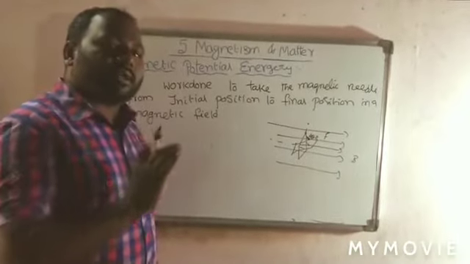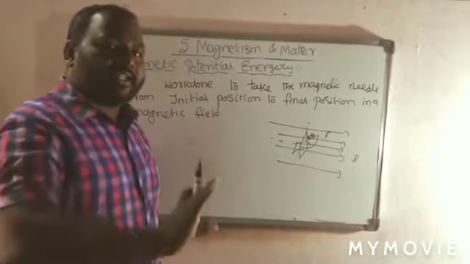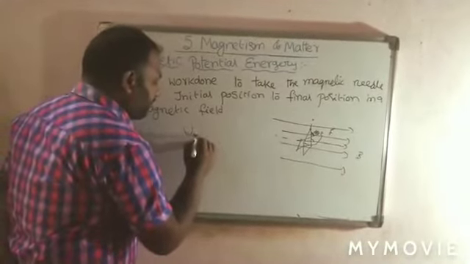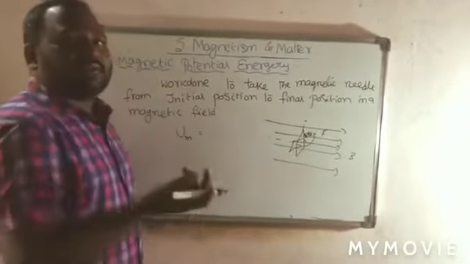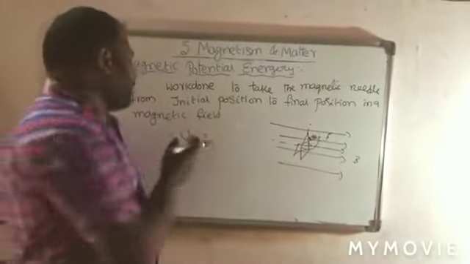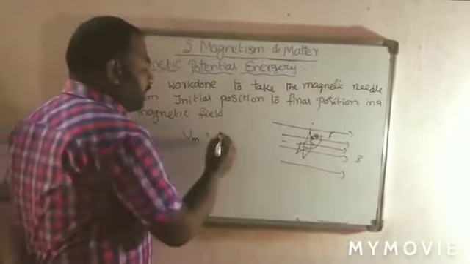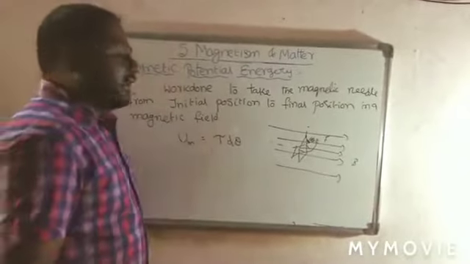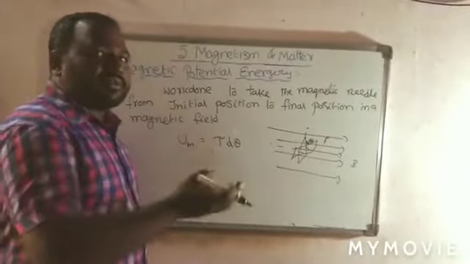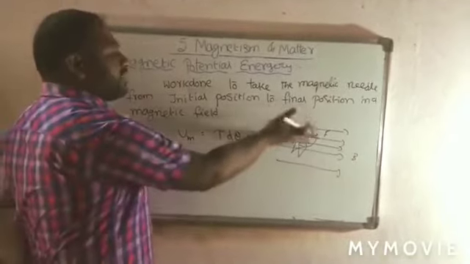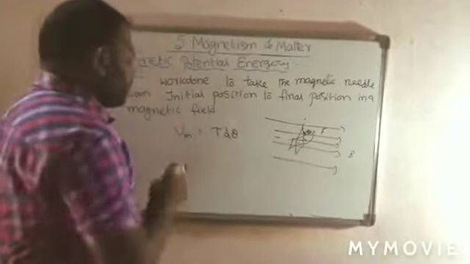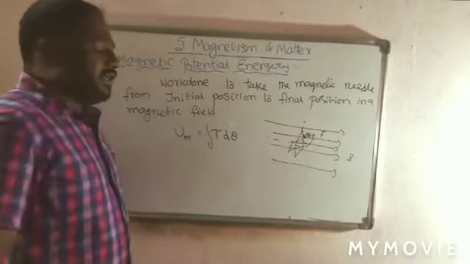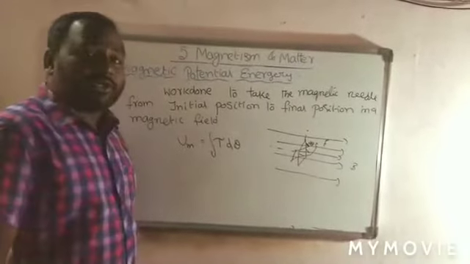Here you know the formula for work done. Work done is equal to force into displacement. But here that work done is nothing but magnetic potential energy. We know that potential energy and work done are both the same. Here the work done formula is force into displacement, but since this is rotational motion, a torque is acting. So work done is equal to torque, tau d theta.